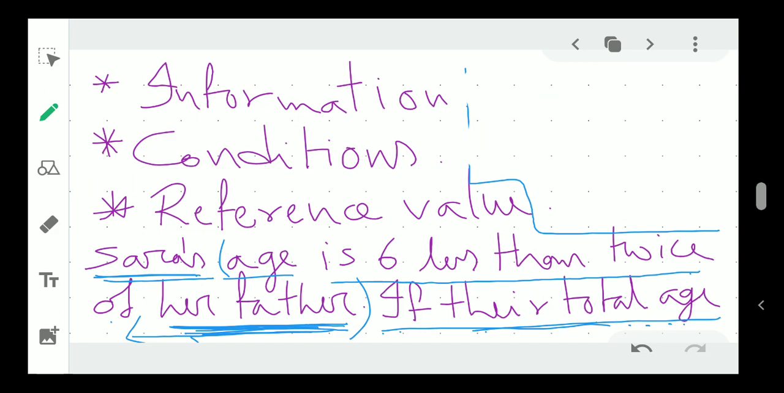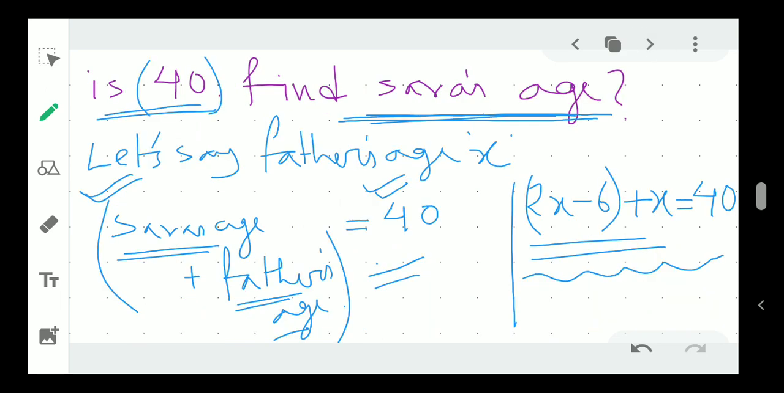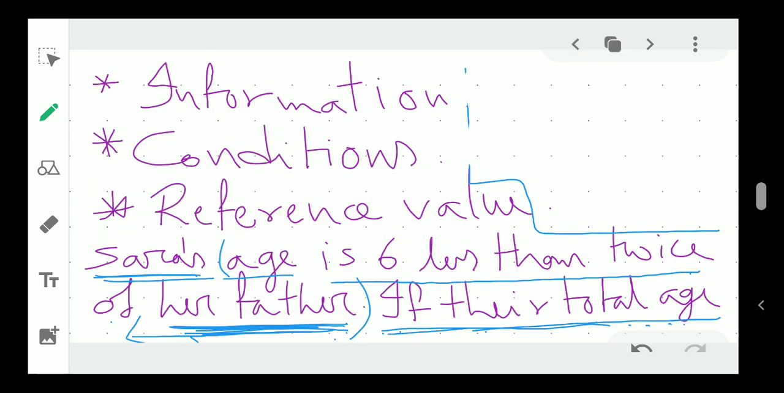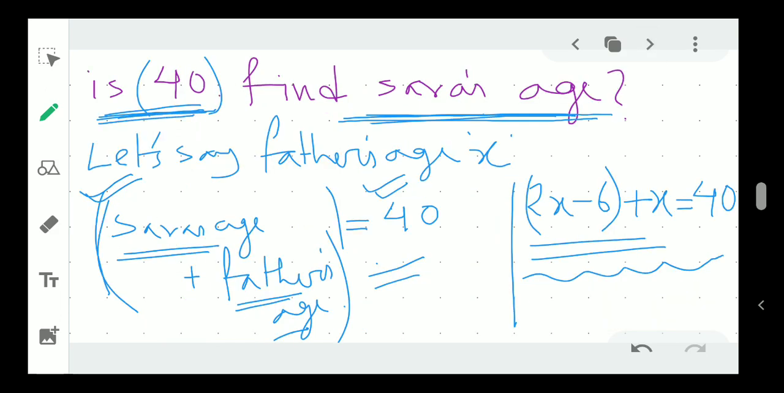First, see Sarah's age and whatever condition is given, just underline that condition. Then you see what the reference value is. The reference value will be on the right hand side of the equation, and on the left hand side you have to find what is given in the reference value in terms of variables. Here, total age was given in the reference value, so we found total age in a variable expression. This is very important.